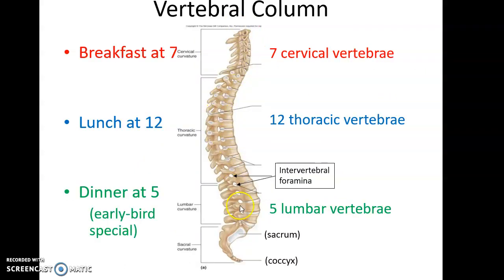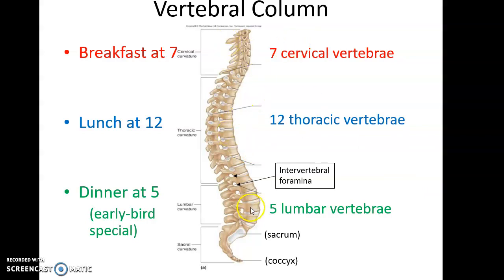All right, the vertebral column has 7 cervical vertebrae, 12 thoracic vertebrae, 5 lumbar vertebrae, a sacrum, and a coccyx. These are the bones of the vertebral column. You can also see these little holes. These holes are called intervertebral foramina, or one intervertebral foramen. And that's where the spinal nerves come out of the vertebral canal.